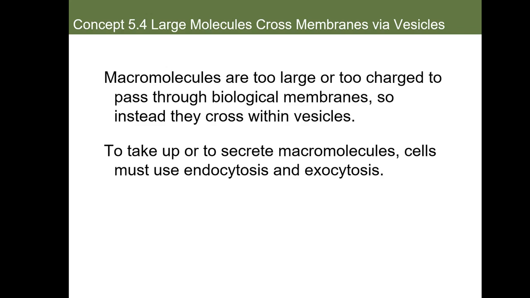Macromolecules are too large or too charged to pass through the biological membranes, so instead they cross within vesicles. To take up or to secrete macromolecules, cells must use endocytosis or exocytosis. So endo is in, exo is out. So EX like exit, endo like enter. So endocytosis is entering the cell, exocytosis is exiting the cell.